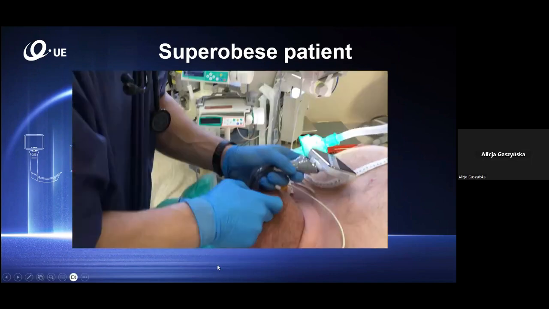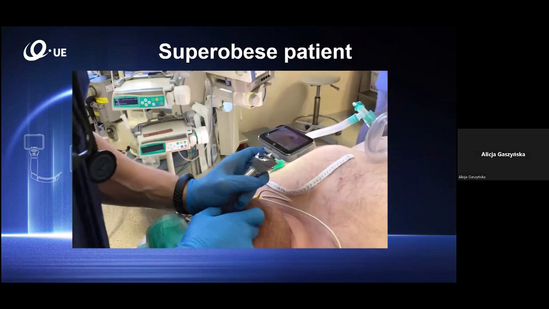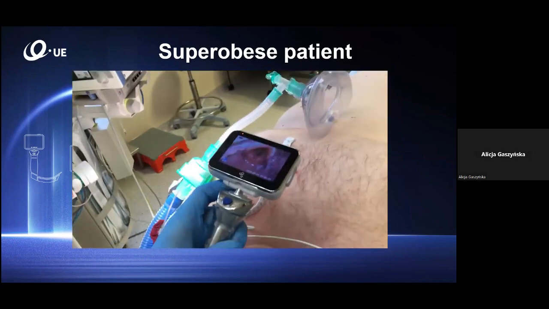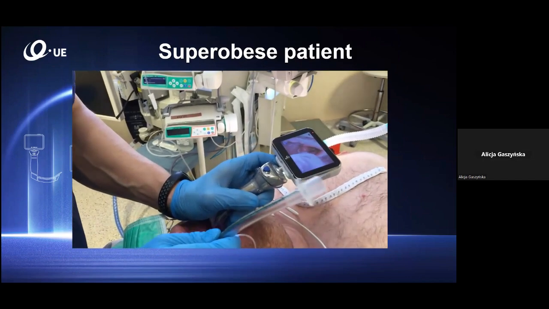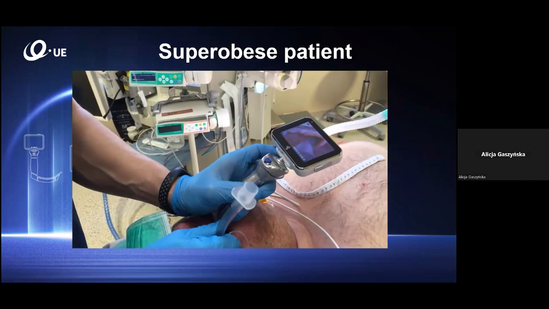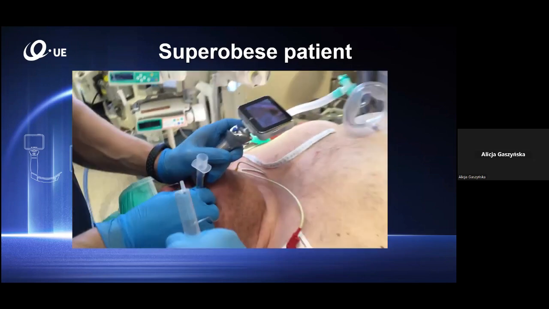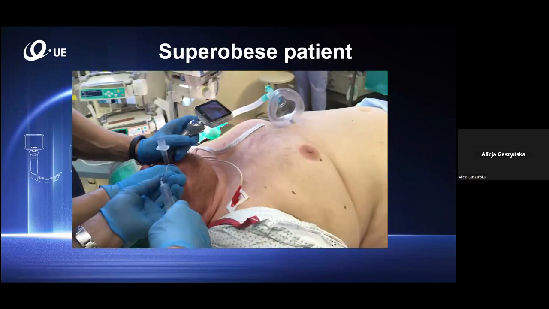So this is the super obese patient. As you can see, the visualization is very good and the intubation went very fast. As I said, it's very important in those patients because of the possible desaturation.